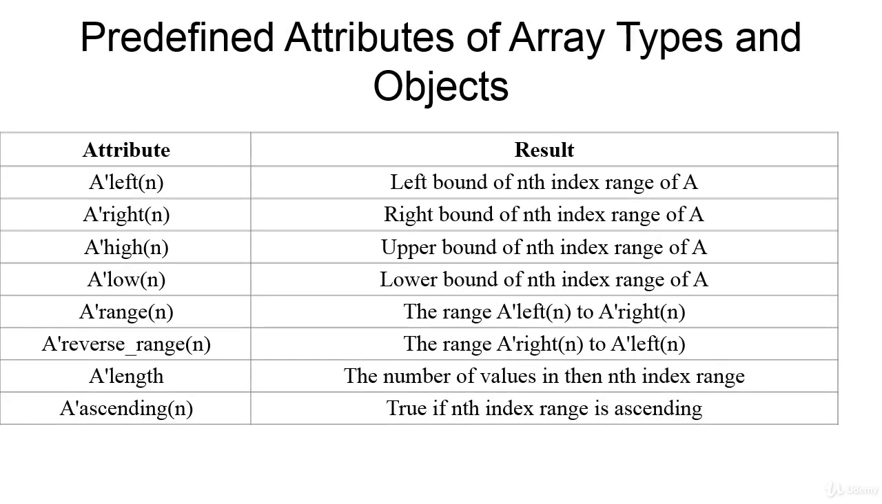Also, we have predefined attributes for array types and their objects with the same syntax as before: A, which is the base type or object, tick, and then the attribute name. We can select the left bound of an index range of A, right bound, and so forth. We can also check to see if the array is ascending or descending, and return also the array length.